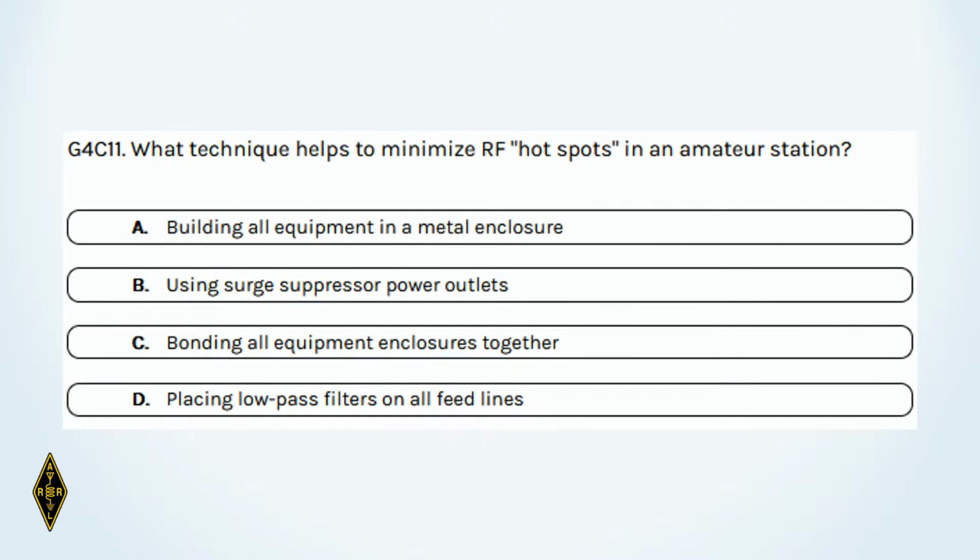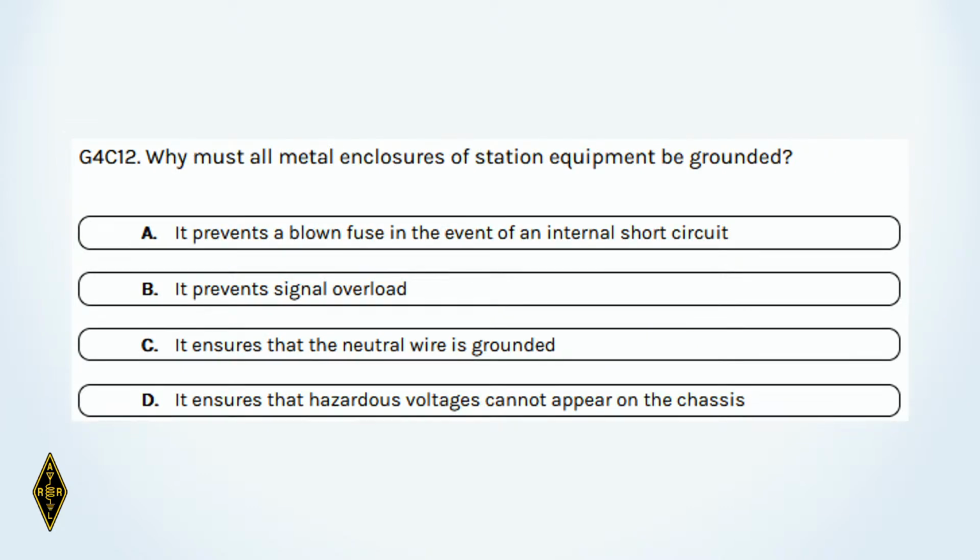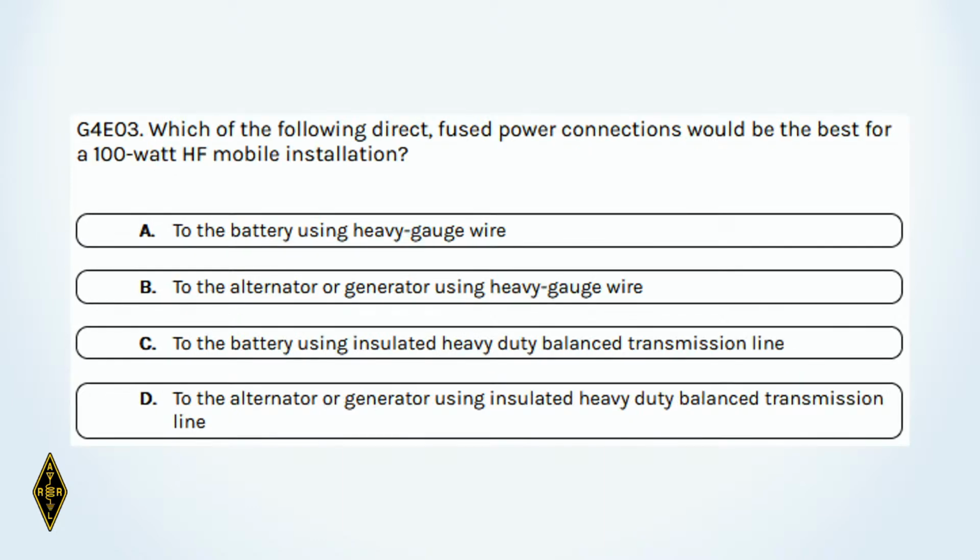And what technique helps minimize RF hotspots? Another way to ask the question. Charlie, bonding that equipment together again. Yep. And why must all metal enclosures of station equipment be grounded? Bravo. No, not Bravo. It ensures that hazardous voltages can't appear on the chassis. There's different ways of asking the same question.